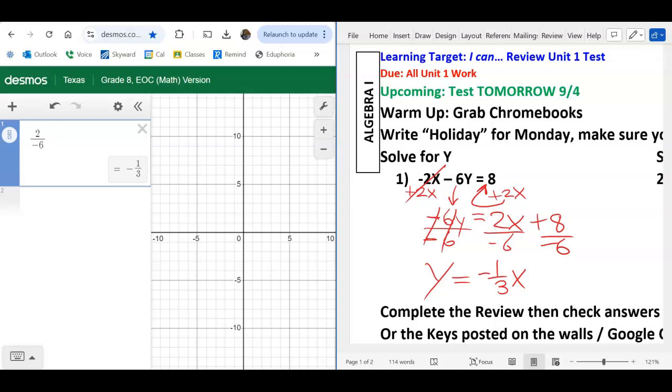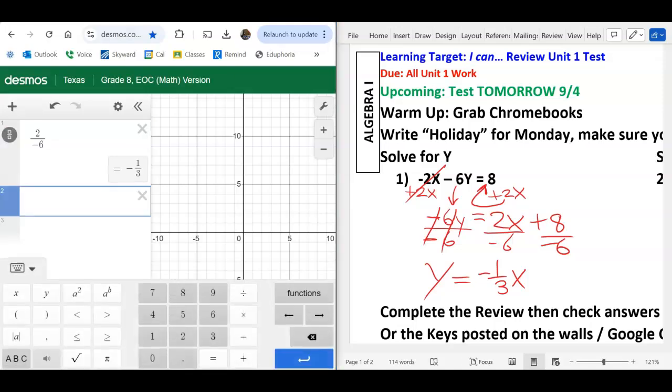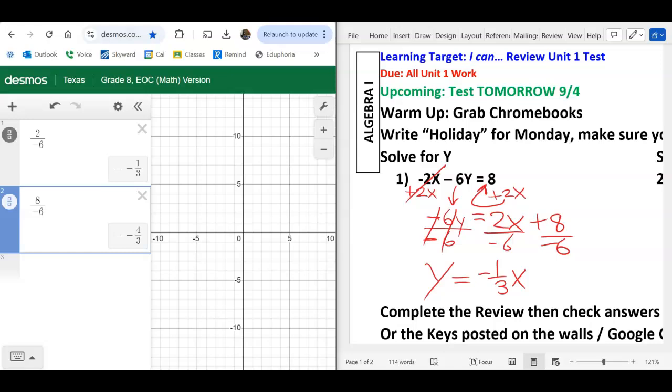Okay, what about 8 over negative 6? Let's see if that reduces. 8 divided by negative 6. Click this fraction button, and it does reduce to negative 4 over 3, so I'm putting minus 4 over 3. Okay?